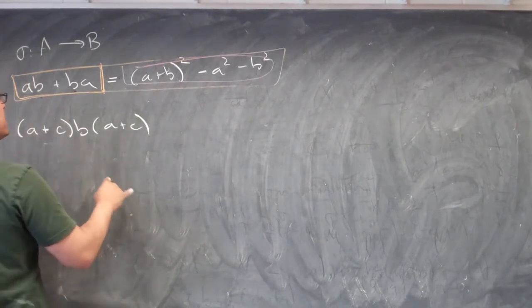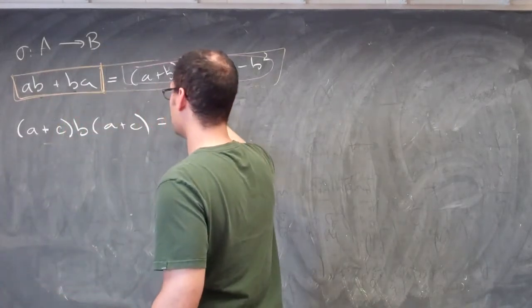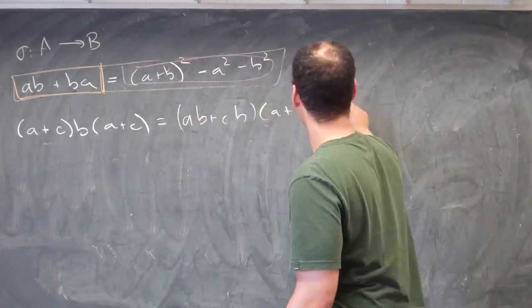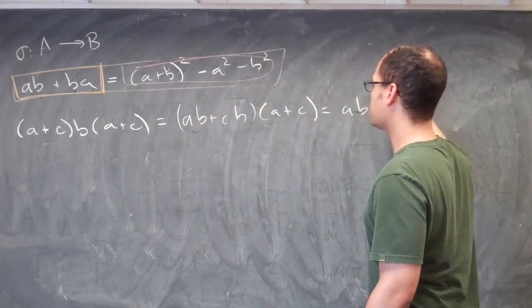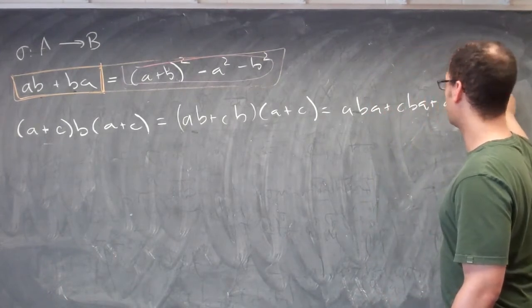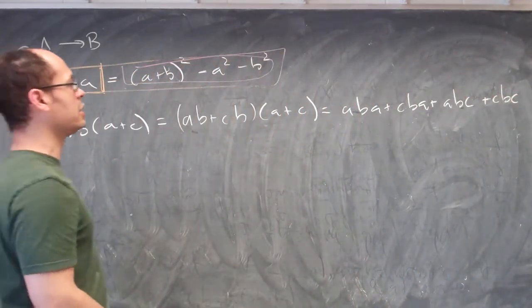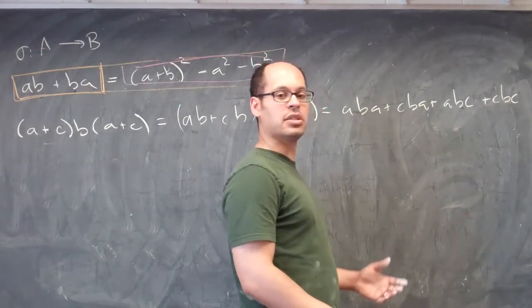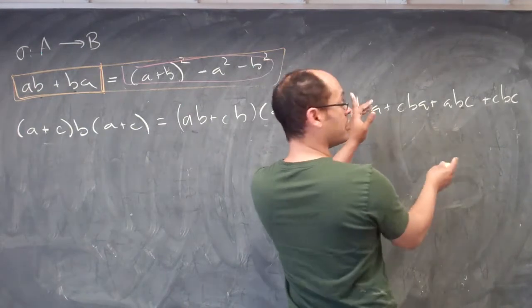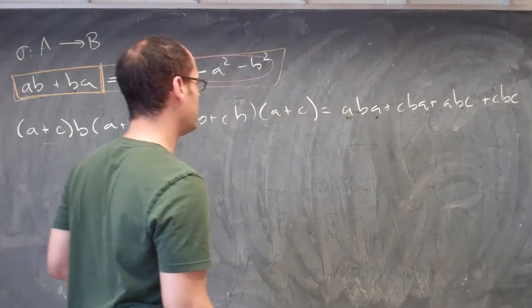So if I look at (A plus C)B(A plus C), what is that? Just work it out. This is (AB plus CB) times (A plus C), which is ABA plus CBA plus ABC plus CBC. And what I'd like to point out is that two of these things are just Jordan structure things, and two of them aren't visibly such. So these two things are easily described in terms of the Jordan product.